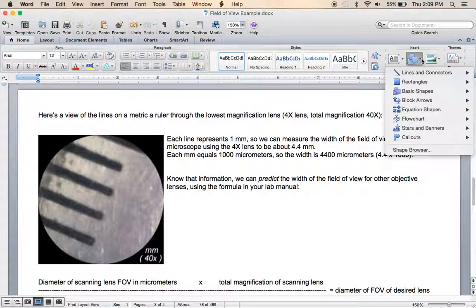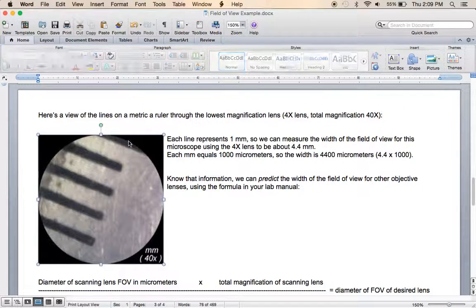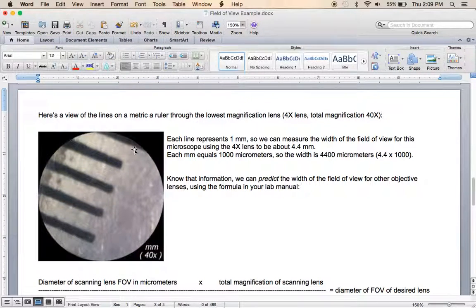So what you're doing here, let's just draw a little line so you can see what I'm talking about. You're measuring. So you're starting at one end of the field of view, and you're going to be measuring how far it goes down. So starting with the first time, you're going to go down to 1, 2, 3, 4. 4.4 millimeters is the width of that field of view.